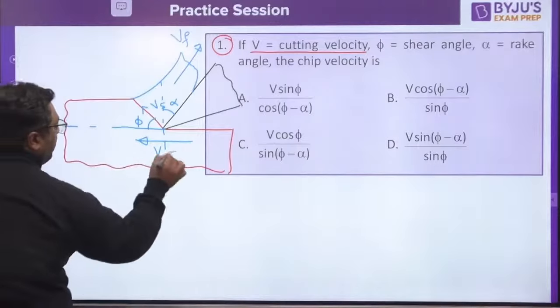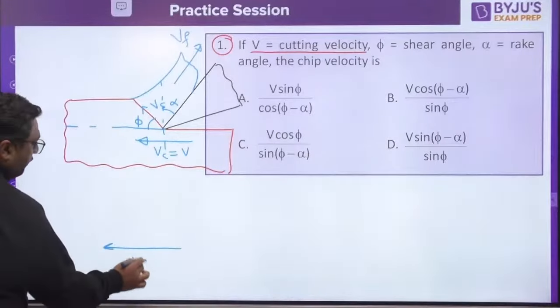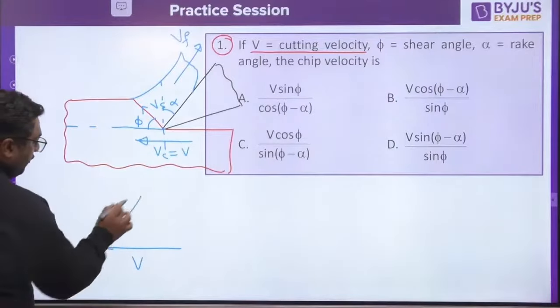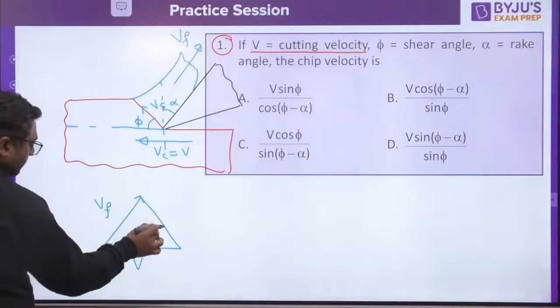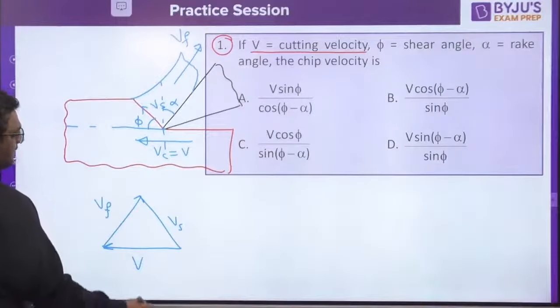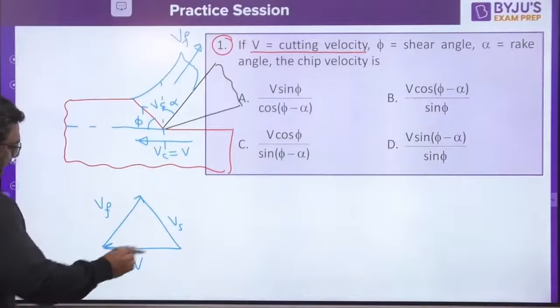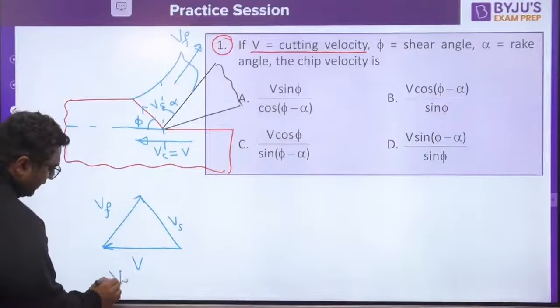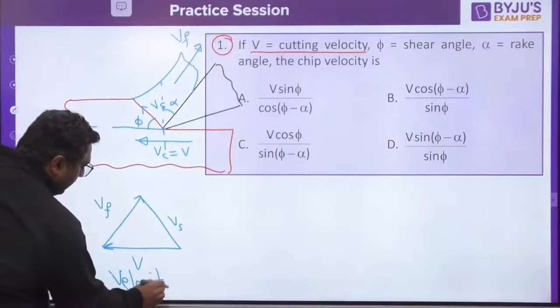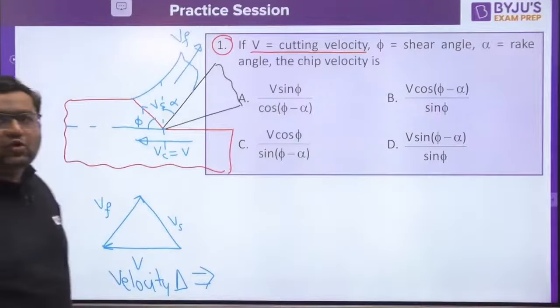So there is a relation between these 3 velocities. Cutting velocity is denoted by V, so I will show it with V. This is the cutting velocity, V. This is the chip flow velocity, VF. And this is the shear velocity. So this is how the triangle is formed. You must understand that whenever we talk about these 3 velocities, this triangle is said to be the velocity triangle. By applying the sine rule in this velocity triangle, we can find out the chip velocity.